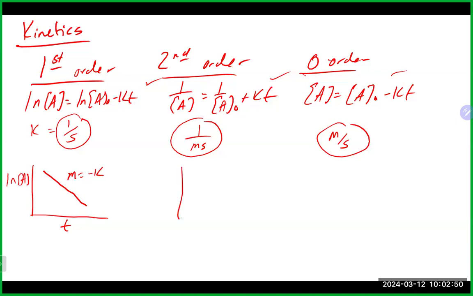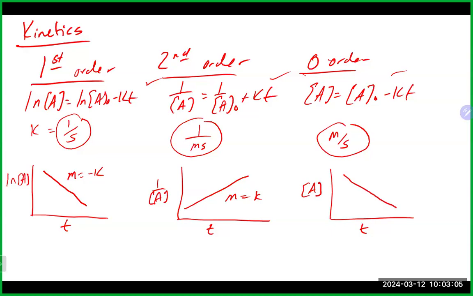For second order, it actually has a positive slope line, and the slope m would equal k. And lastly, concentration versus time will yield a straight line where the slope is equal to minus k. In addition, at the end there, we started talking about energy and temperature relationships.